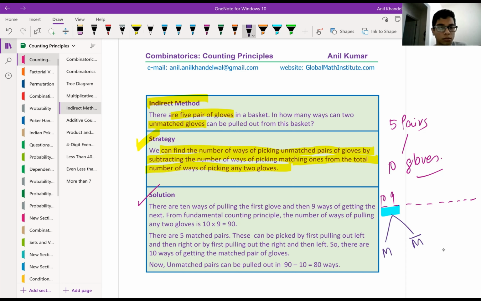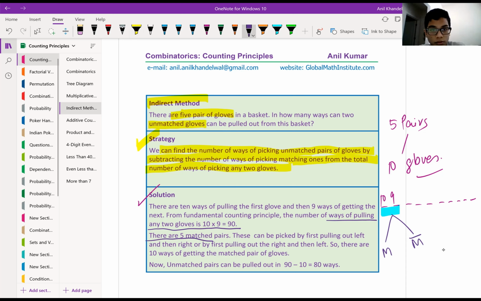Now the concept here, from the fundamental counting principle, is that the number of ways any 2 gloves are picked is 90. Any 2 gloves picked is 90, because for the first glove I have a choice of 10, and for the second I have a choice of 9 gloves, since I have already picked one. So the total number of choices is 90, right?